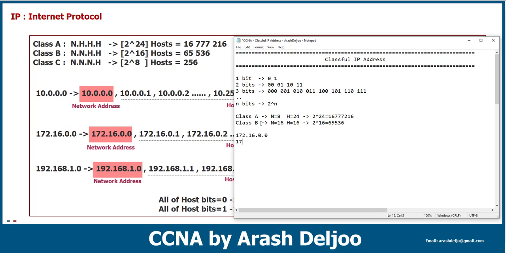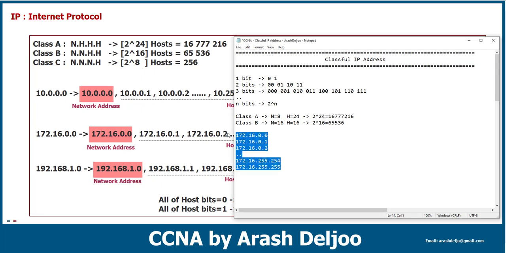172.16.0.0, the first IP address, 172.16.0.1, 172.16.0.2, and then 172.16.255.254, 172.16.255.255. That's it. Here we have this amount of IP addressing because we have fewer host bits. Here we have fewer states, and this is normal.